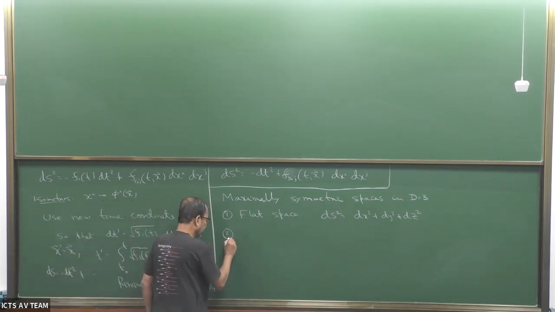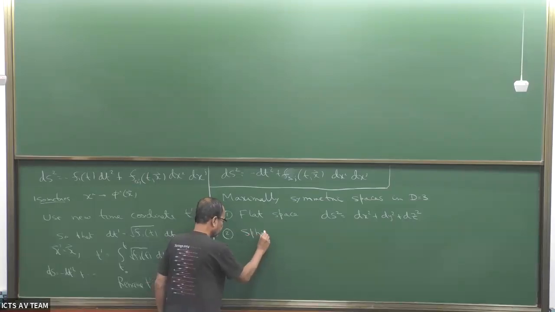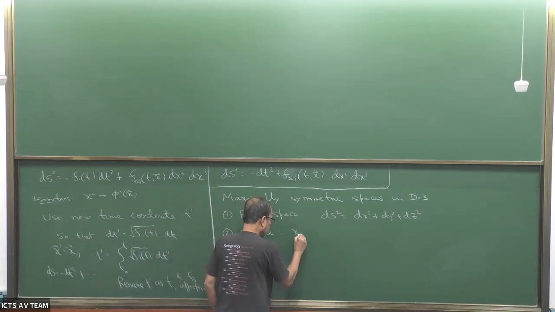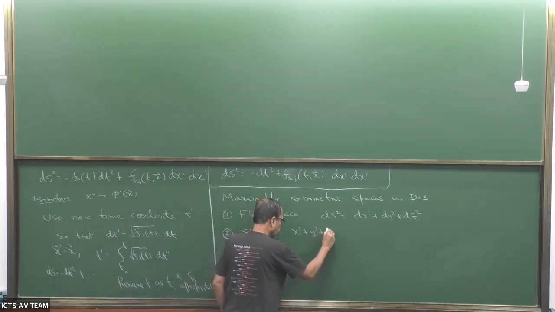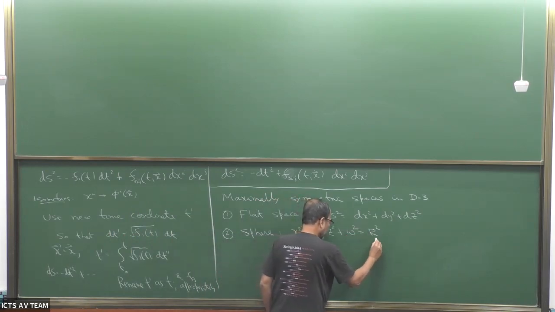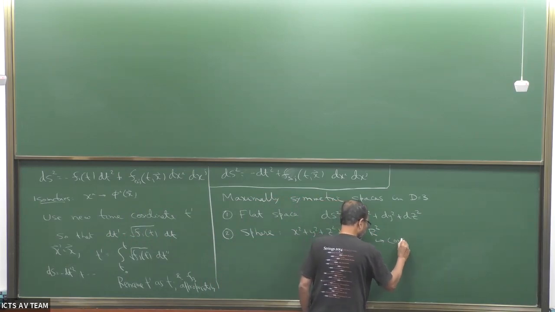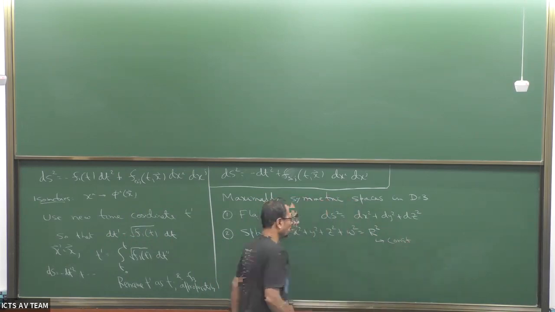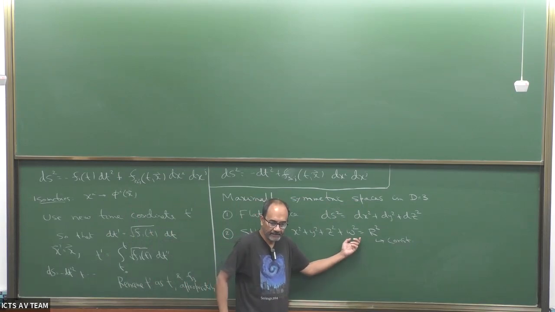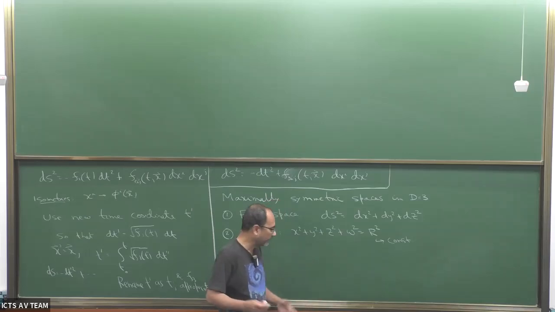The second one is a sphere, okay, but a 3-dimensional sphere, which is labeled by x square plus y square plus z square plus w square equal to r square, where r is some constant. So we are using 4 coordinates with a constant. So you can just eliminate w, right? Okay, so this is a sphere embedded in Euclidean space.